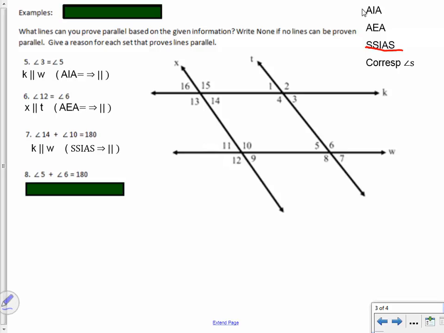And our last one here, number 8. If 5 plus 6 is 180, okay, again, does that satisfy any of these angle relationships up here? Well, if 5 plus 6 is 180, that's the definition of a linear pair. Okay, they're on the same line right here.